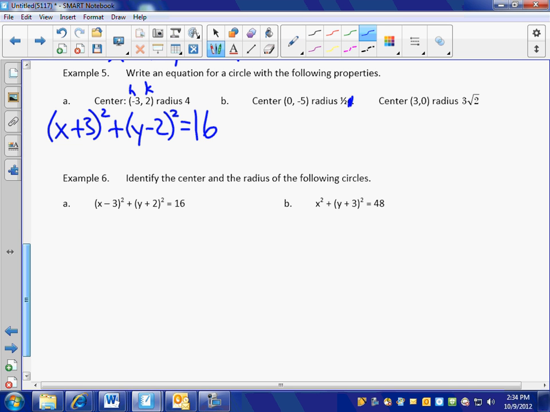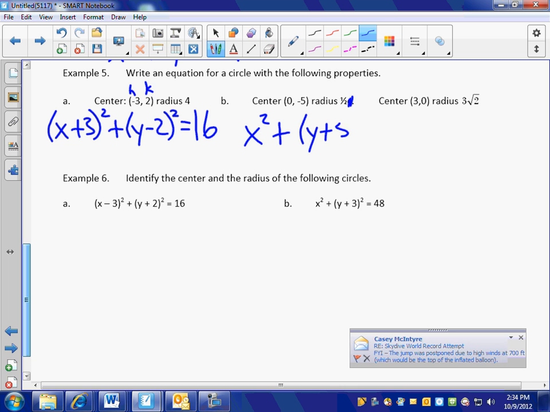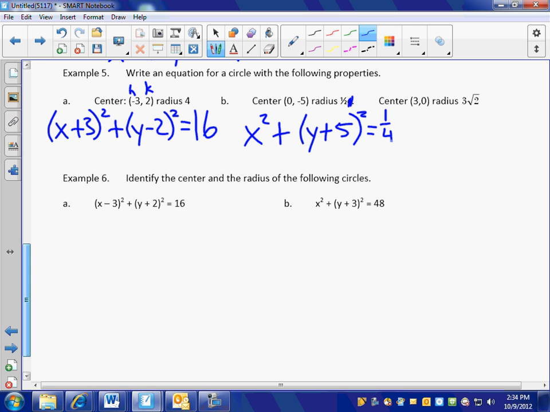Okay, so center 0, -5. What's the first part going to look like? x squared plus (y plus 5) squared equals 1/4. Very good. So you guys could do this, can't you?